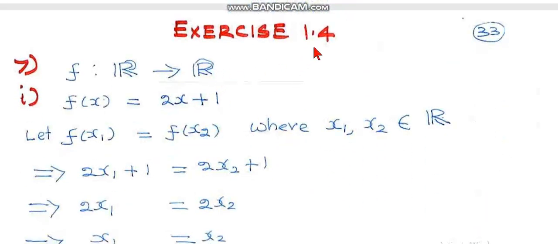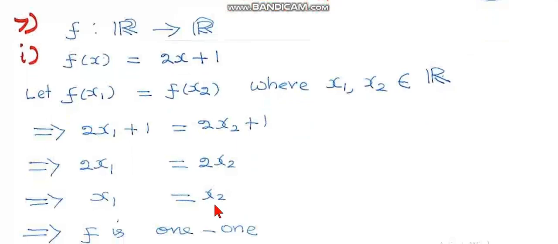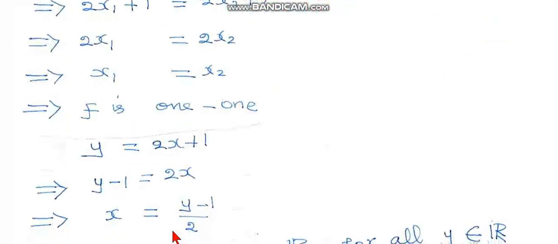Exercise 1.4, question number 7. f is a function from the set of real numbers to real numbers. First subdivision: f of x equal to 2x plus 1. Take two real numbers x1 and x2 in R. f of x1 equal to f of x2, that assumption implies 2x1 plus 1 equal to 2x2 plus 1. That is 2x1 equal to 2x2. That is x1 equal to x2. So f is 1-1.